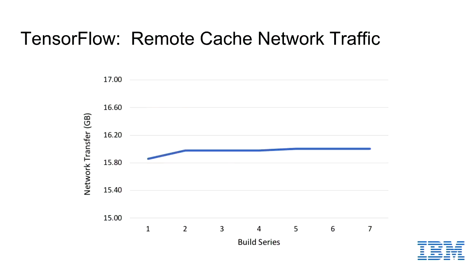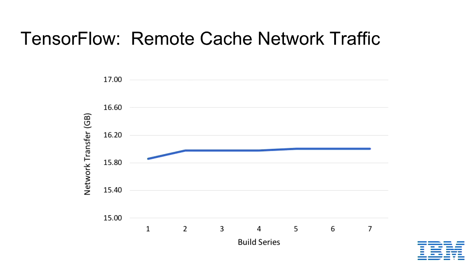So next, we look at the volume of the traffic to the remote cache. Here the y-axis shows a range from 15 gig to 70 gig, and the volume stayed pretty much constant at about 16 gig. This is the volume that gets transferred back and forth from the cache every time. Everything is either read from the cache or written to the cache.